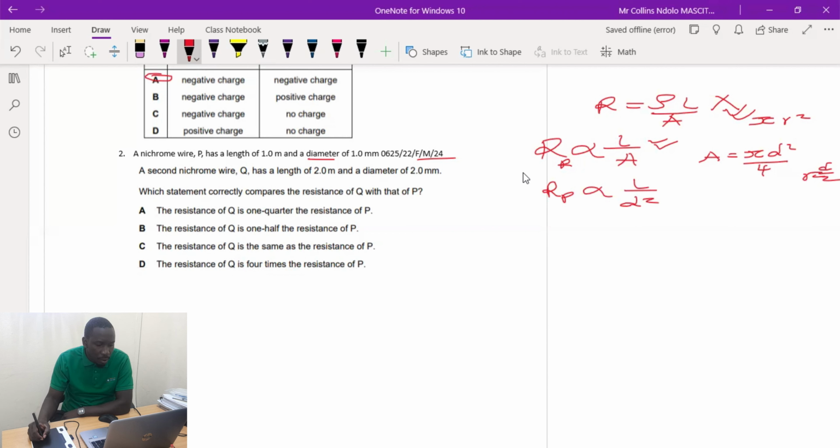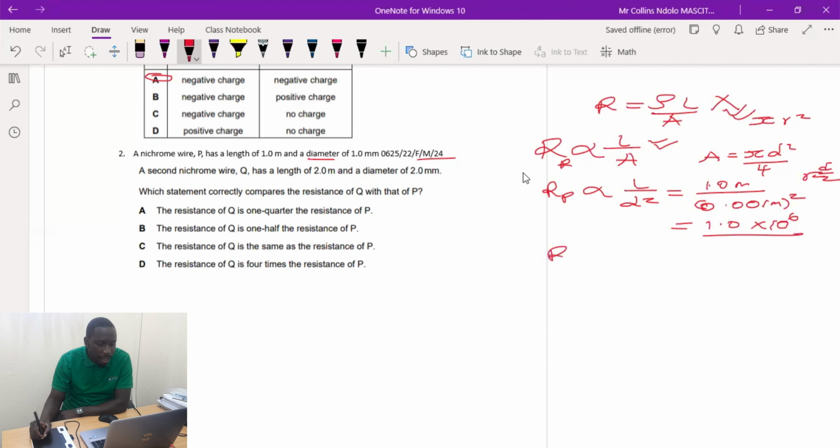So if I fix the values there, I will have 1.0 meter as the length, and then d, which is 1.0 millimeter converted into meters, that will be 0.001 meters, and this should be squared. Use your calculator. This should give us 1.0 times 10 power 6.